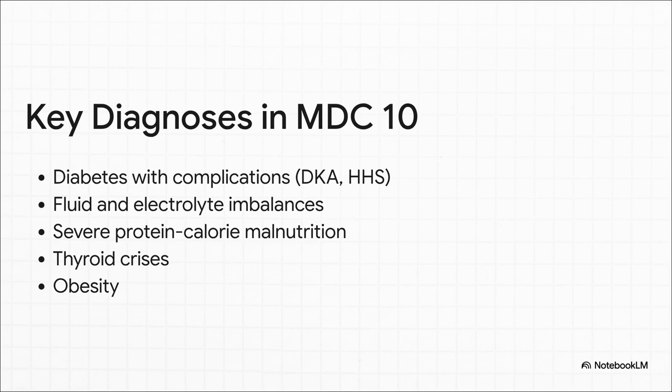We're talking about things like diabetes mellitus with acute complications, diabetic ketoacidosis, or DKA, and hyperosmolar hyperglycemic state, or HHS. We also see major fluid and electrolyte imbalances here, like hyponatremia and hyperkalemia. Other massive drivers, severe protein-calorie malnutrition, thyroid crises, and obesity. Seriously, conditions like DKA or severe hyponatremia often justify a patient's entire inpatient admission all on their own.